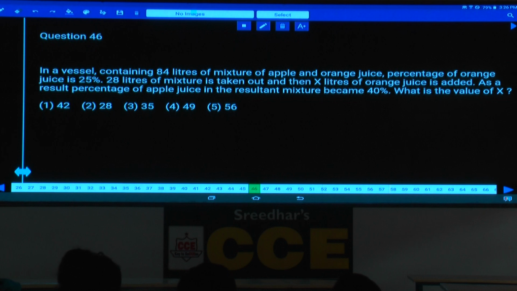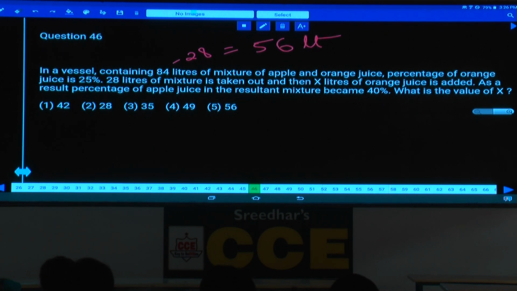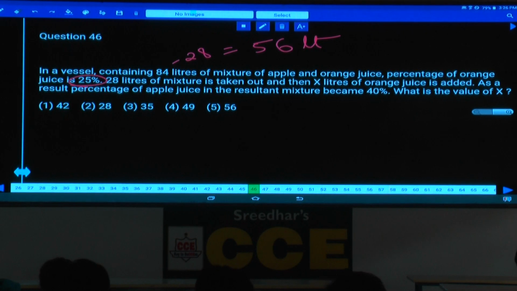We have 84 liters, from that 28 liters is taken out. How much is the quantity now? 56 liters. In 56 liters also, orange should be 25%. What is 25% of this? Half and half. 14? Yes or no? Right. So orange is 14 liters.